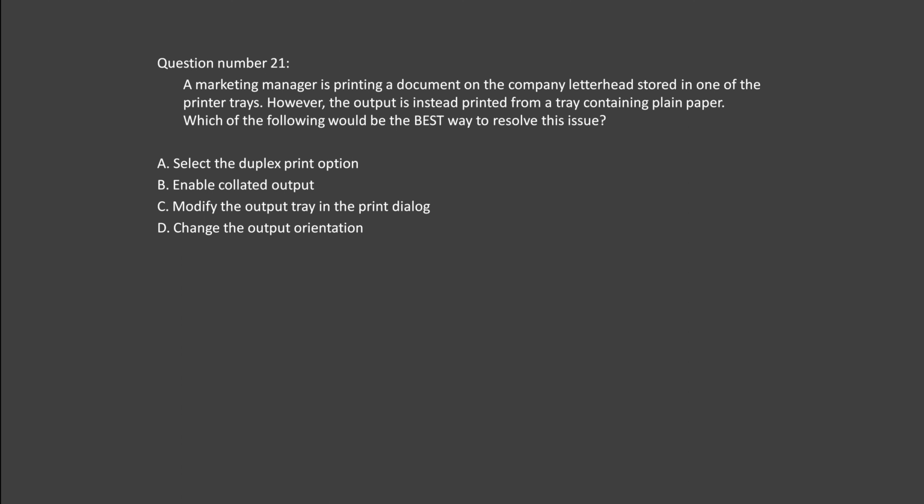Question number 21. A marketing manager is printing a document on the company letterhead stored in one of the printer trays. However, the output is instead printed from a tray containing plain paper. Which of the following would be the best way to resolve this issue? Option A. Select the duplex print option. Option B. Enable collated output. Option C. Modify the output tray in the print dialog. Option D. Change the output orientation.